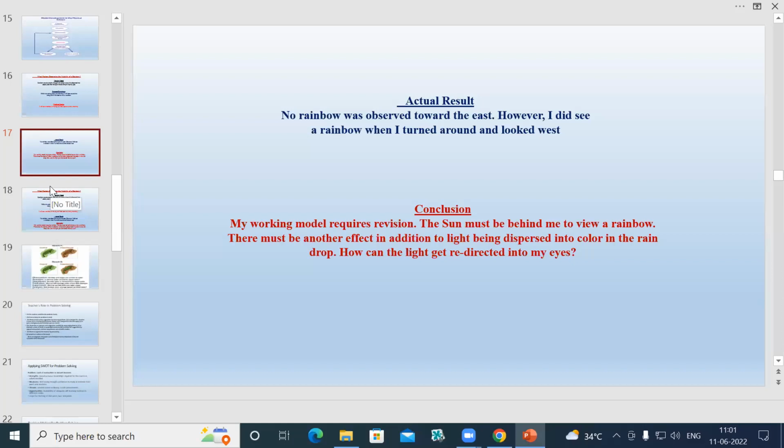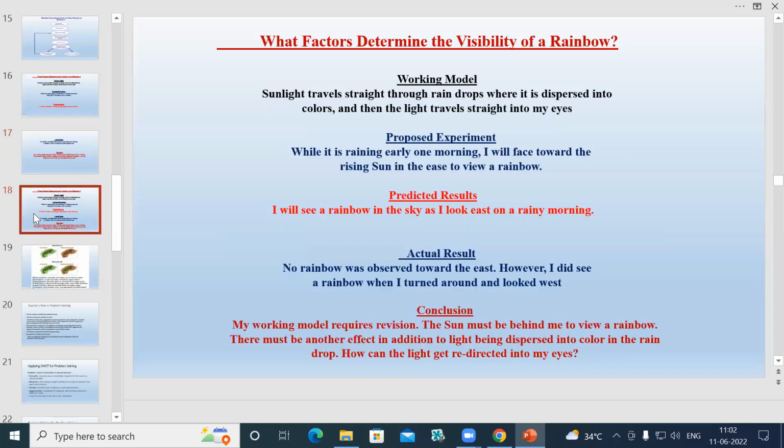Such an experiment is a very small example which we always use to teach students in 9th or 10th class. Next slide please. Next slide. So this is the total experiment which I have written. Next slide please.